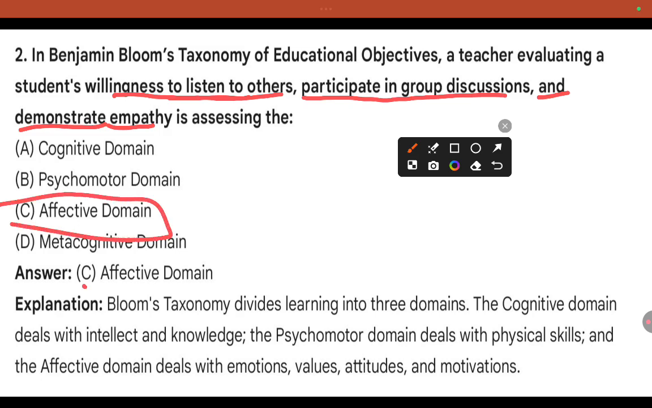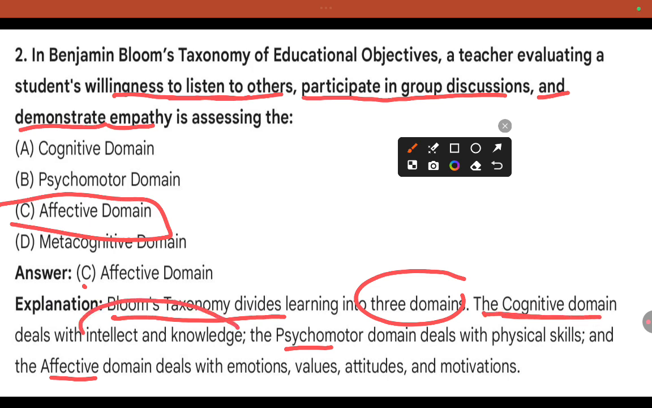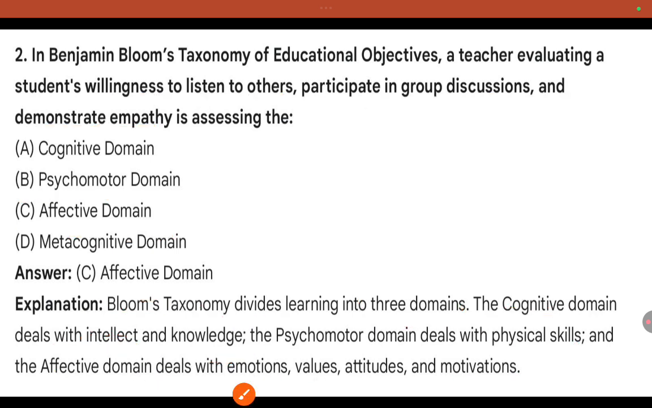the affective domain. Bloom's taxonomy divides learning into three domains: cognitive, psychomotor, and affective. The cognitive domain deals with intellect and knowledge. The psychomotor domain deals with physical skills. The affective domain deals with emotions, values, attitudes, and motivations. Question number 3.